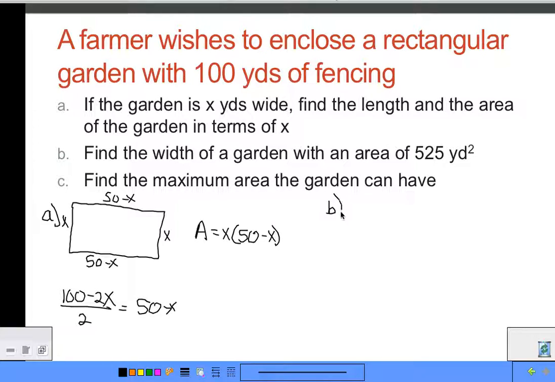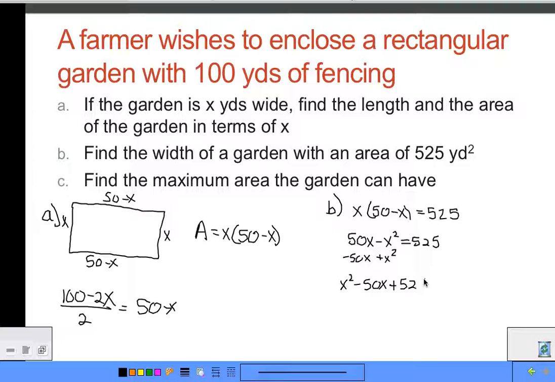The second one: find the width of a garden with an area of 525 yards. So we know our area, x times 50 minus x, equals 525. And now it just becomes a quadratic to solve. We have 50x minus x squared equals 525. And we'll set it equal to 0 first. If we add the x squared and subtract the 50x, we have x squared minus 50x plus 525 equals 0.